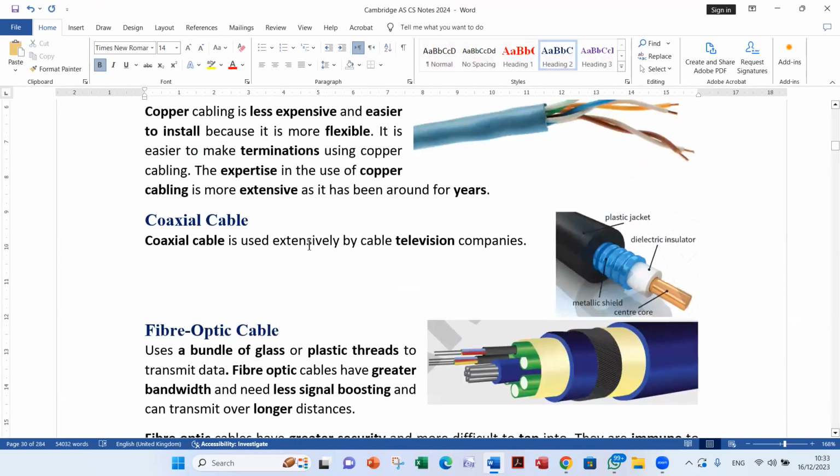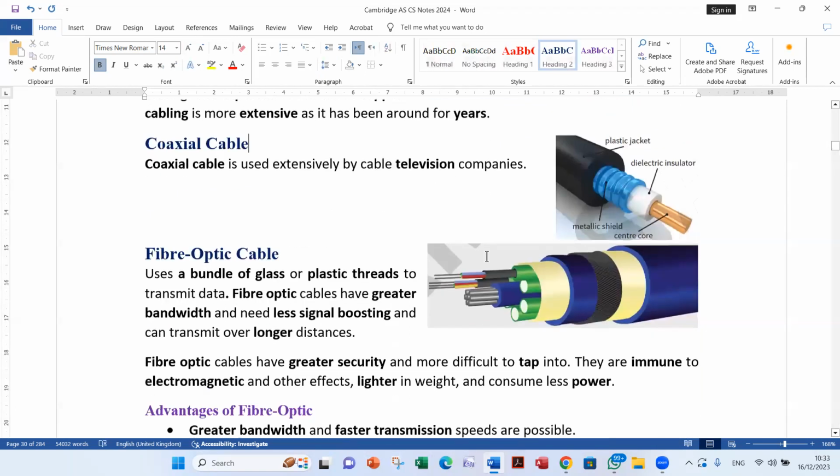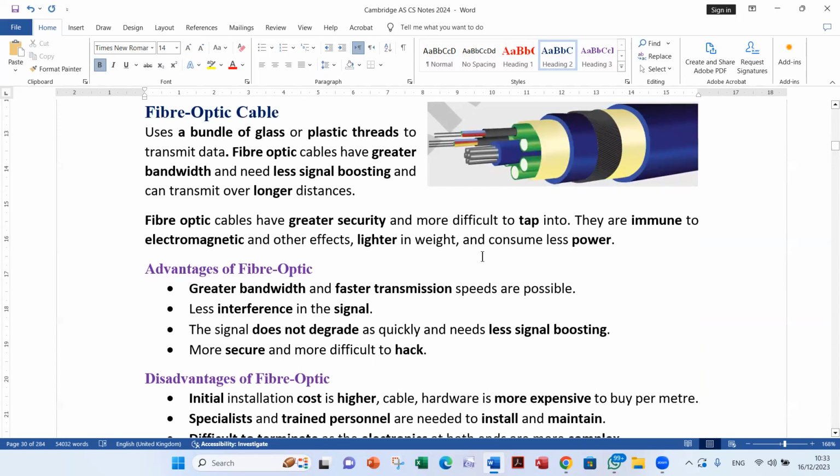And coaxial is used extensively with television. It's not used now anymore with networks, especially because it is used with bus network where collisions occur, and this is a very old technology. Okay, fiber optic cable, it is a bundle of glass or plastic threads. So it is not a wire, it is a thread. So I think thread is a very suitable term for what's inside this cable.